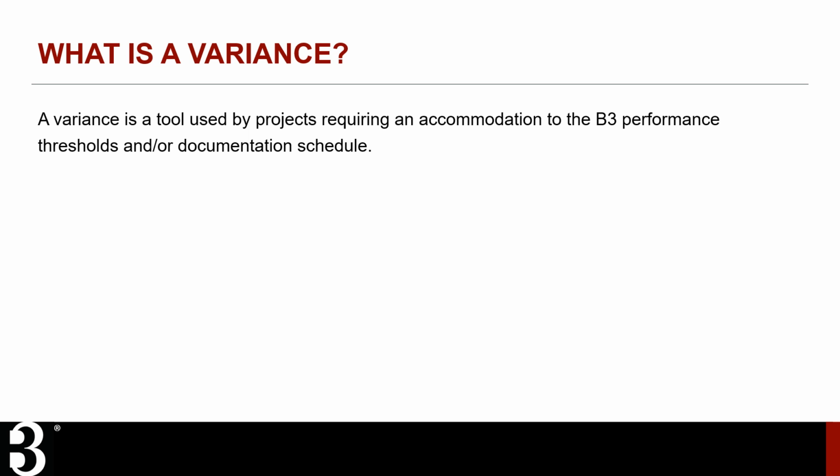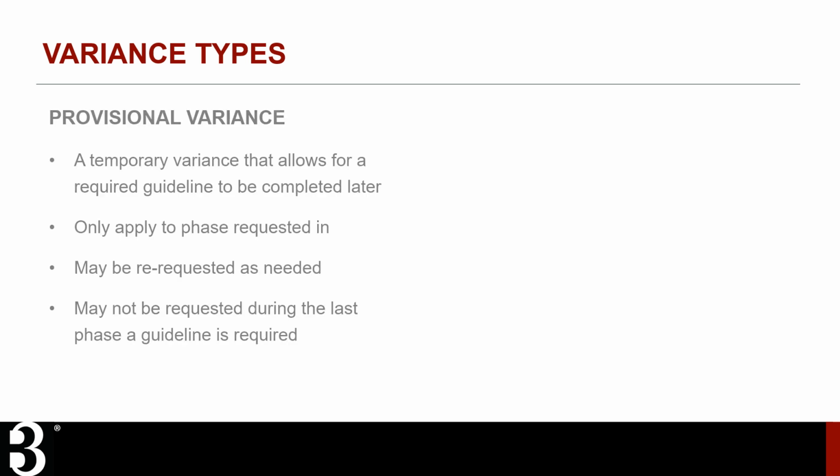Due to the variability of B3 projects, some may require adaptations to the performance thresholds and/or documentation schedule. The B3 guidelines allow the use of variances to provide this accommodation under certain circumstances. Two types of variances are available for project teams to use. The first is a provisional variance.